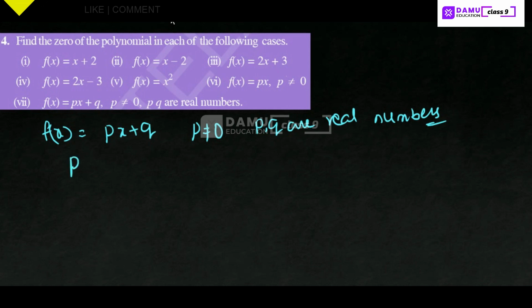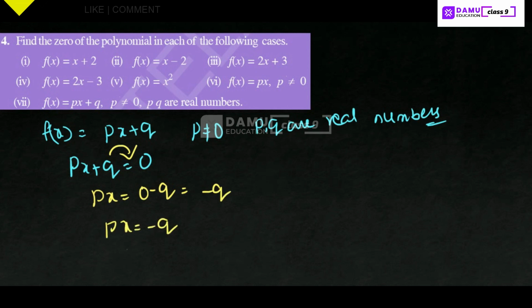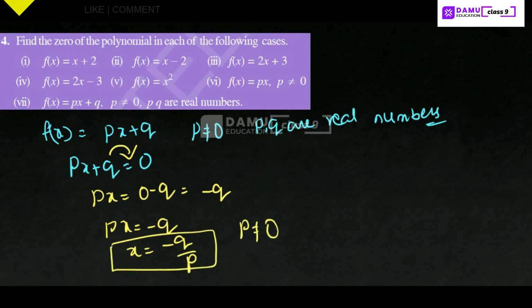So p times x plus q is equal to 0. Then find the values. The plus q shifts to the right side, so px is equal to 0 minus q, that is minus q. Then x is equal to minus q by p. So this is our answer. p should not be equal to 0 because it is in the denominator. The denominator should not be equal to 0, whether it is p or anything else. If it is 0, then it is undefined.